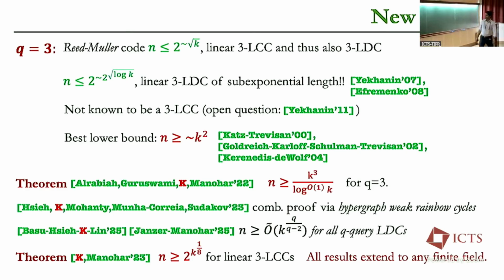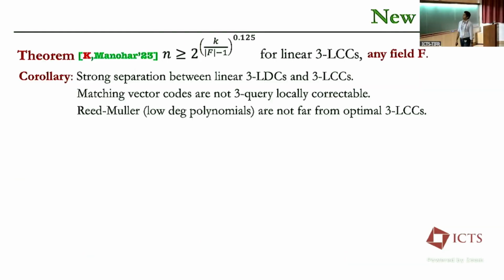And the cool thing about 2 to the k to the 1/8 is that it is larger than this number. In particular, this question is resolved, because this cannot be a 3-LCC because it's too small. In fact, there cannot be a 3-LCC as small as this 3-LDC that now exists. So there's a separation between 3-LDCs and 3-LCCs. And this result extends to all fields. So that's what I wrote up there: it's a separation between 3-LDCs and 3-LCCs.